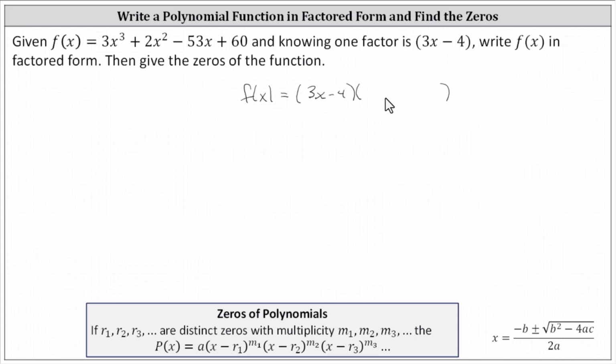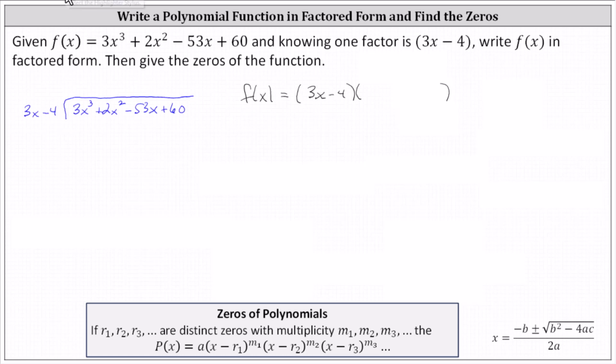To find the remaining factor here, we will divide the polynomial function by 3x minus 4. Remember, to perform synthetic division, we would want the first term of the divisor to be 1x, not 3x. Because of this, we will go ahead and perform long division. So let's set this up as long division, where we have the dividend of 3x cubed plus 2x squared minus 53x plus 60 divided by the divisor of 3x minus 4.